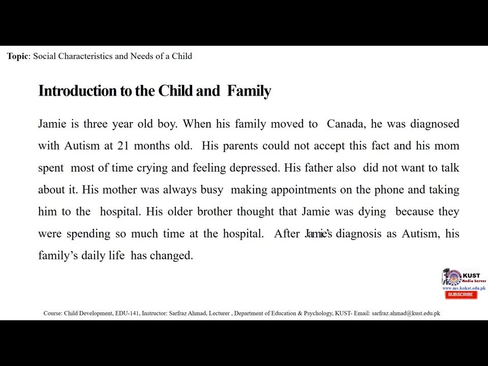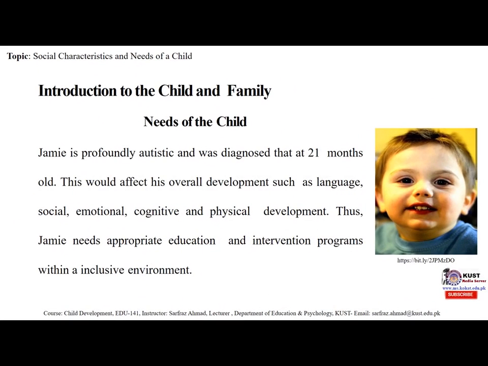We will discuss it at a later stage, how it affects a child and what the effects are on a family. What are the needs of the child? As we have studied earlier, Jamie is profoundly autistic and was diagnosed at 21 months old. This would affect his overall development, such as language, social, emotional, cognitive, and physical development.